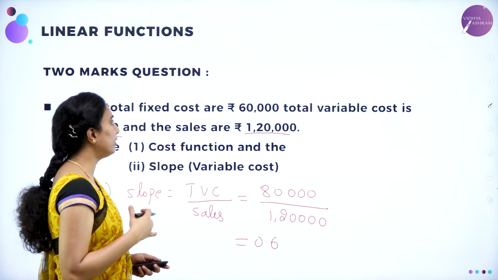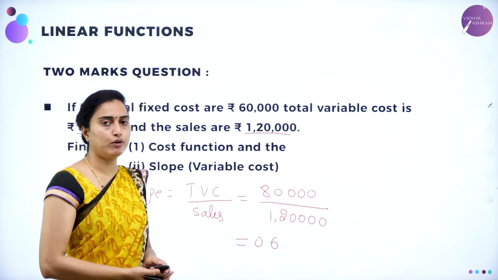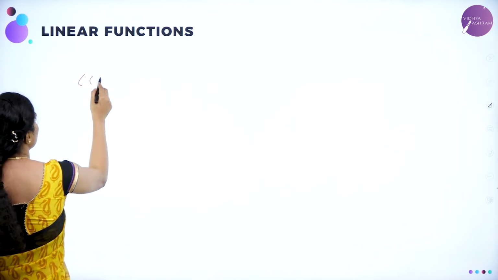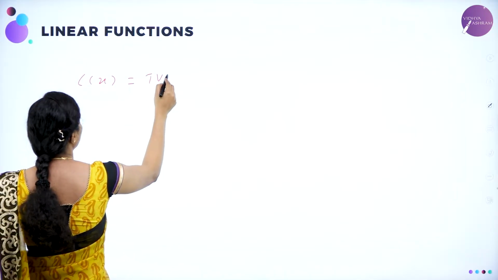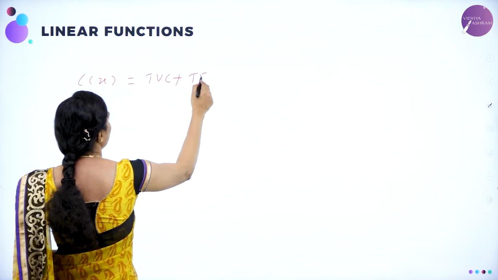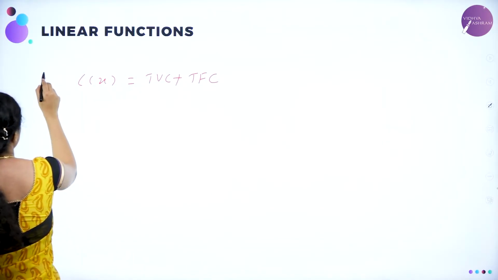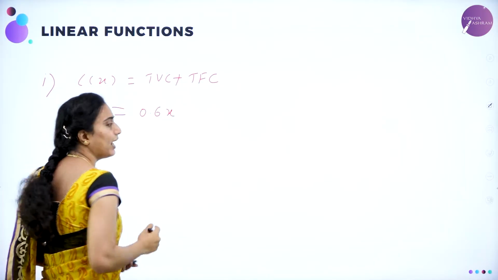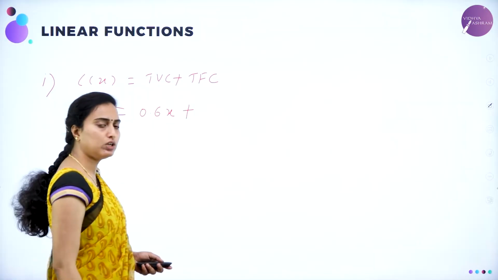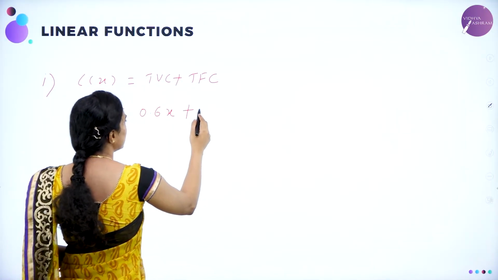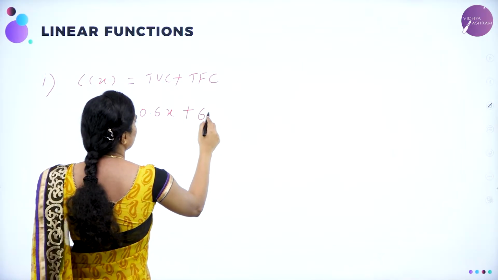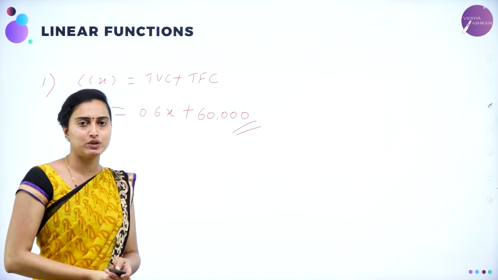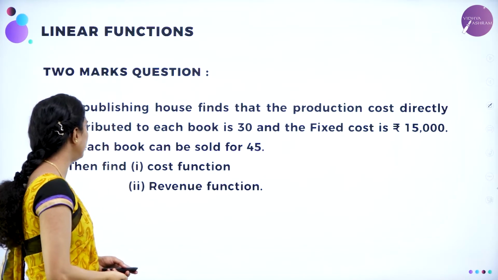Now here, I am going to consider let X be the number of units. If X is the number of units, what is C of X? C of X will be equal to total variable cost plus total fixed cost, which will be 0.6 into X, that is A into X, plus B, that is total fixed cost. They have fixed it as 60,000, isn't it? This is the answer for your question. I hope you understood this question. We'll move on to the next problem, dears.